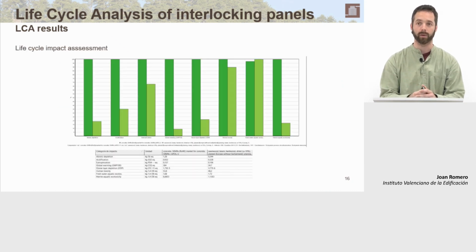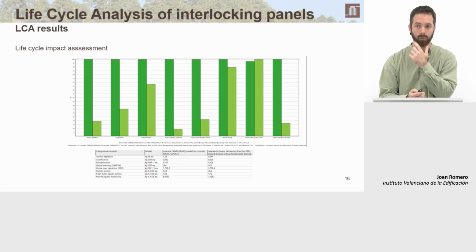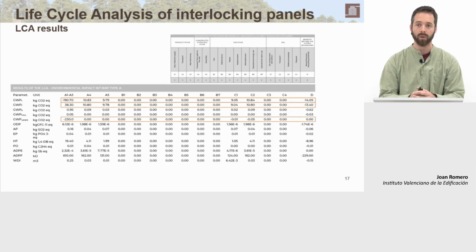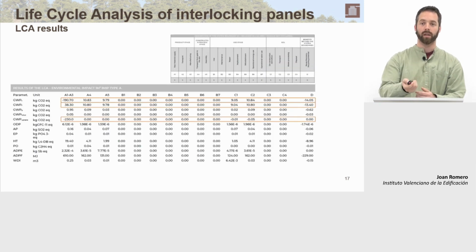You have here, for example, the comparative charts. If you want to show in a report how all these indicators are shown in order to reduce them, here you have the charts. For example, you have the global warming potential total, the fossil or the biogenic.